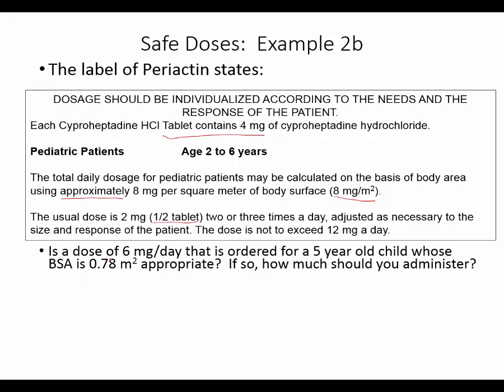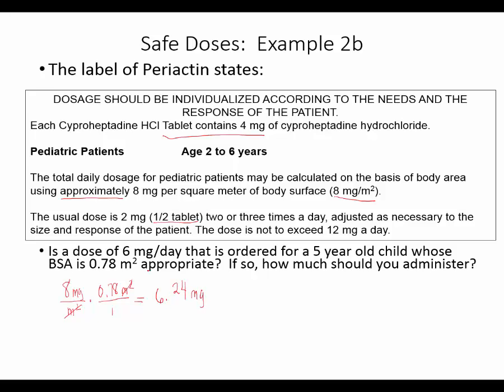As we look at this example, the dose is 6 milligrams per day, and we're to choose whether or not that is appropriate for a child whose BSA is 0.78 meters squared. I go to my label and start with what should be given, and it should be given as 8 milligrams per meter squared. To cancel the label of meters squared and make that match the order, I will multiply by the child's body surface area of 0.78 meters squared. That cancels the label of meters squared, and I find that this child should be given 6.24 milligrams.